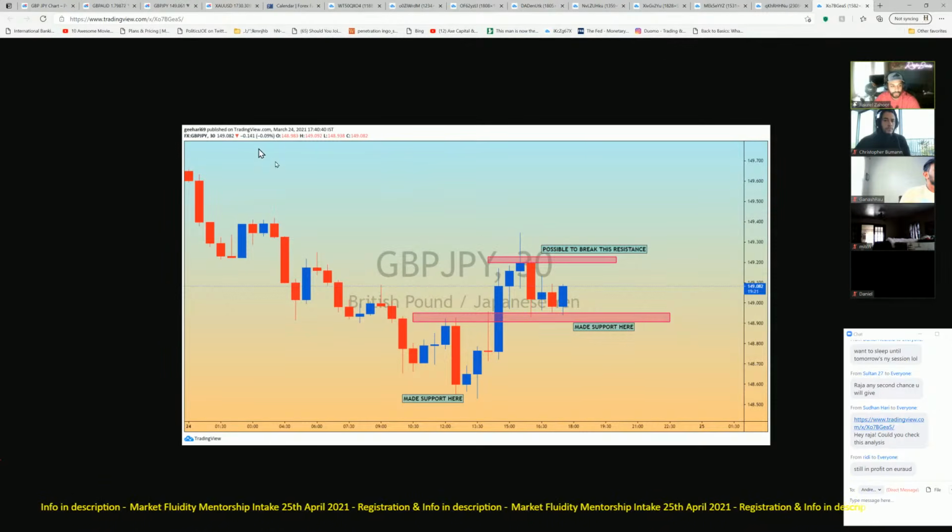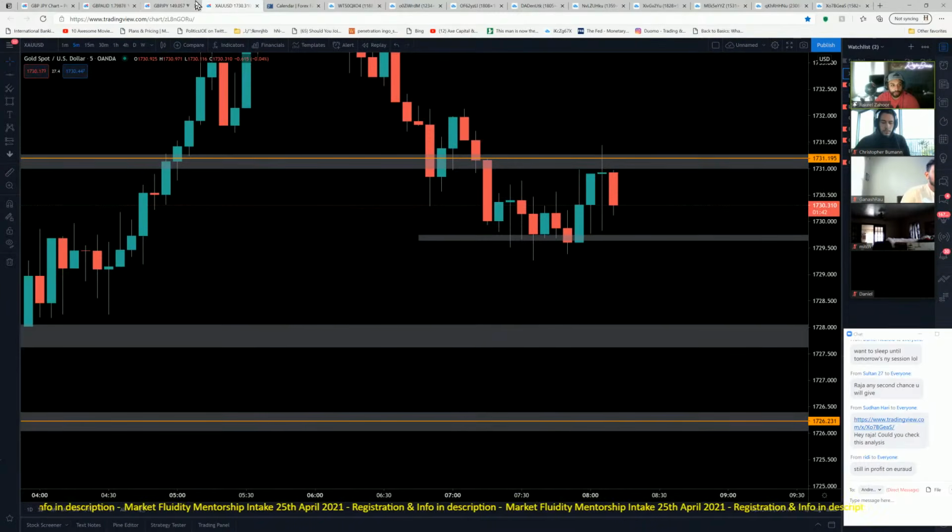Let's take a look at this chart over here. Made support over here. Possible to break above this resistance. Looks good. Analysis looks good. Clean zones is perfect. So now all you've got to do is, having identified the most recent zones, identify if we break a zone, where will we go next? You know, maybe up over here, 149,400 could be a nice area.